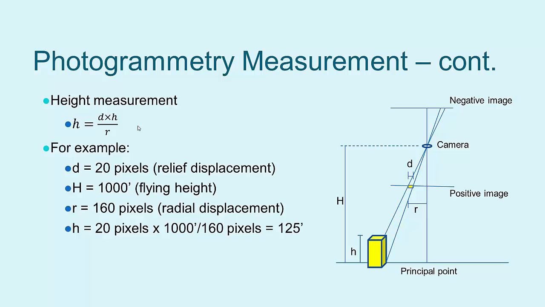In this example, the flying height is 1000 feet, which was calculated in the previous slide, and following this equation, we can compute that the height of the building is 125 feet.